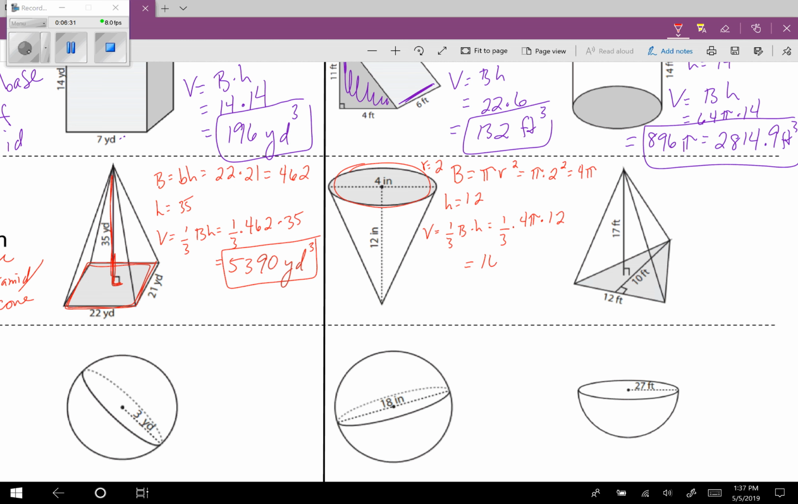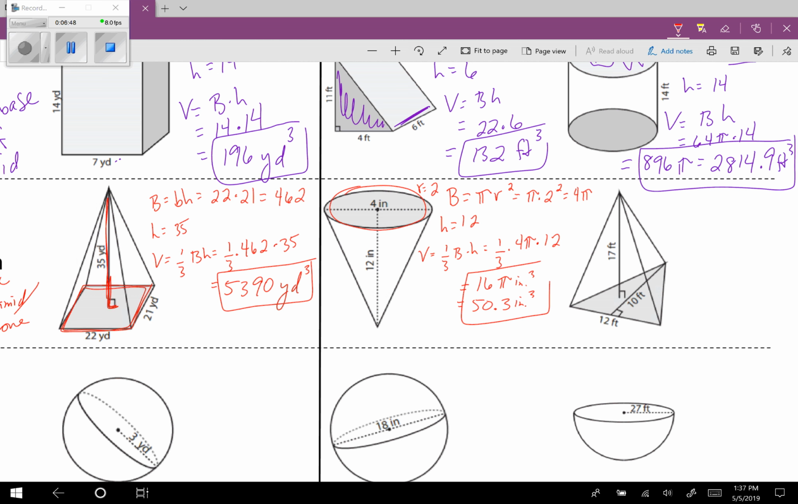So that gives us 16 pi, and then you can plug in 16 times pi and you get 50.3, and these are inches cubed. So depending upon what the assignment says, you'll need to do either in terms of pi or to the nearest tenth. Okay, last one for pyramids and cones.